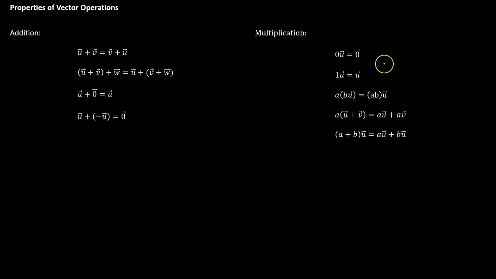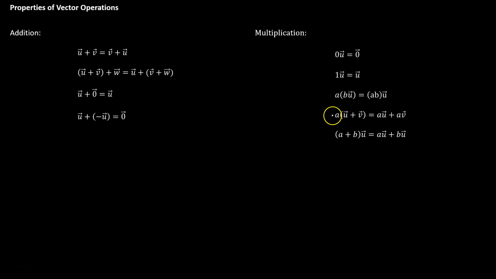For multiplication, multiplying by the number 0, the scalar 0, creates the 0 vector. Multiplying by the scalar 1 is like the identity for multiplication. It returns the vector u. We also have that scalar multiplication is associative. So I can multiply u by the scalar b first and then the scalar a. Or I could multiply the two scalars, a and b, together, then to the vector u. So scalar multiplication is associative.